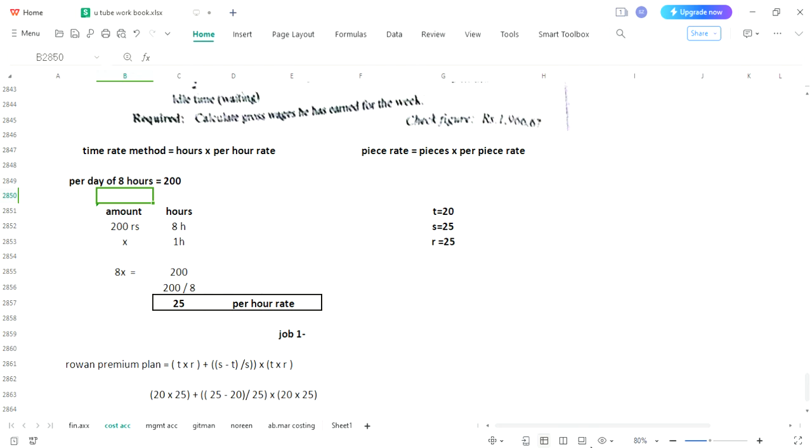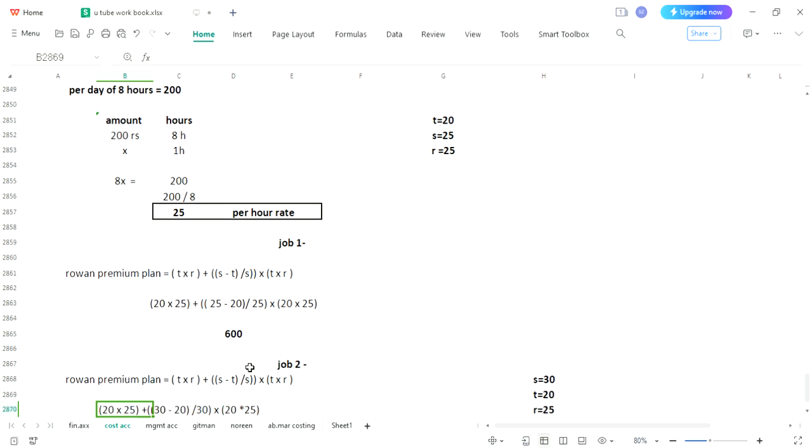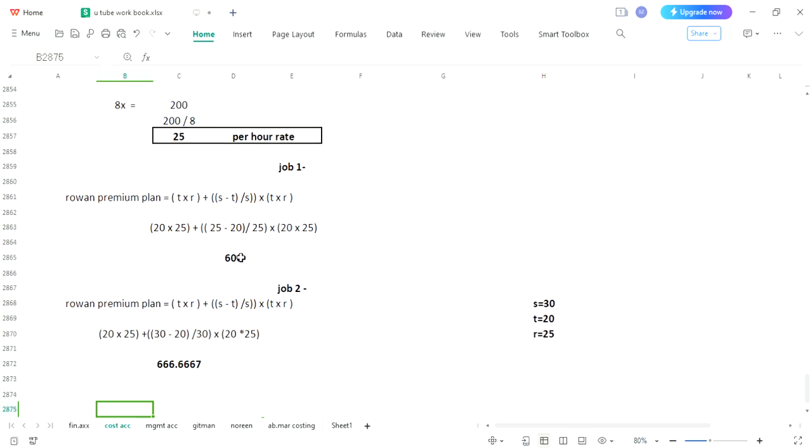The first element which you have calculated was per hour rate. 200 rupees were given for 8 hours and you have calculated per hour rate. It was very important because small r is normally used in every question. Then you have started your job number 1. Rowan plan was asked to be applied, and under Rowan plan we have put all inputs. These were STR and only 3 figures were used in the formula. You have applied and calculated the amount. So this was your job number 1 payment.